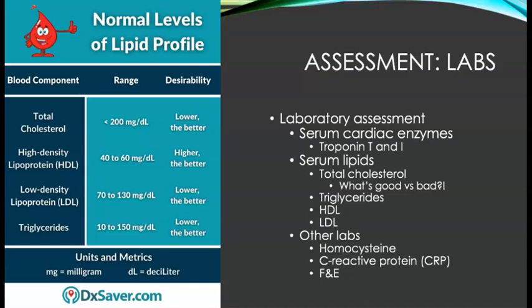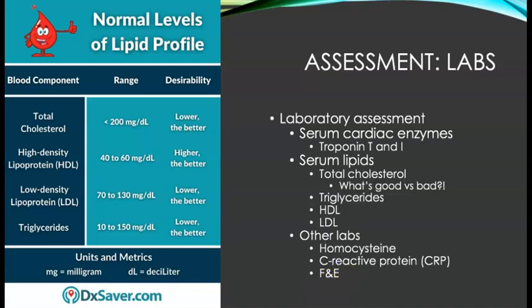Homocysteine is an amino acid that's produced when proteins are broken down. Now, a certain amount of homocysteine is present in the blood, but if it's elevated, it could be an independent risk factor for the development of cardiovascular disease. Some of you may recognize this other lab, C-reactive protein, or CRP, from our discussion on arthritis, particularly with rheumatoid arthritis. Now, this is a protein that's made by your liver, but this is more of a general inflammatory marker. So if we see that the CRP is elevated, it doesn't necessarily mean cardiovascular disease. It just means that there's an inflammation occurring.